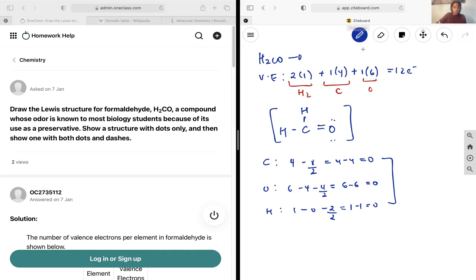And so they would like one with dots and dashes and one with dots only. So if we have dots only, we'll have 2 electrons in the bond there, 2 electrons in the bond there, 4 electrons in the bond there, oxygen, and its 4 valence electrons. So this would be the dot structure.